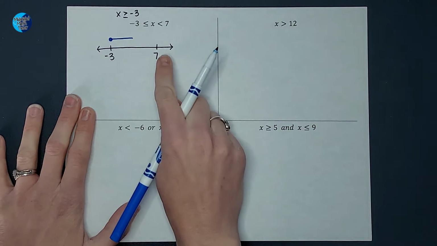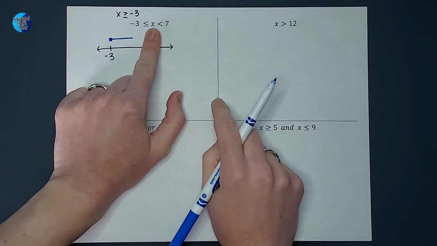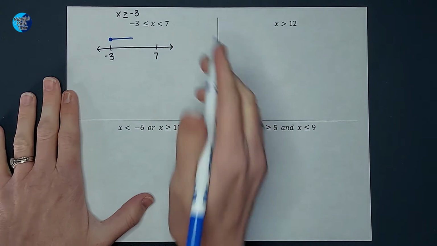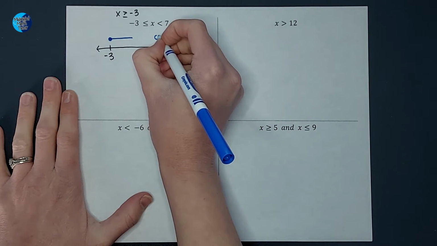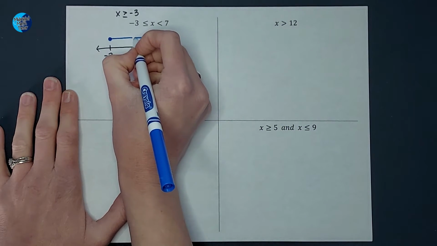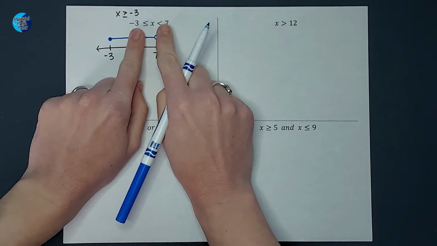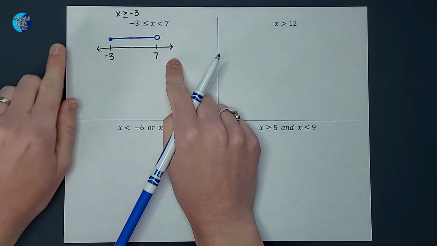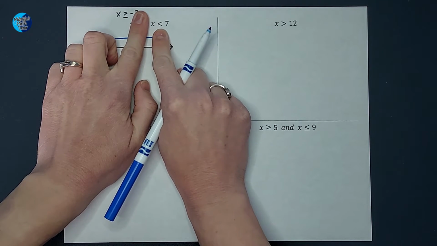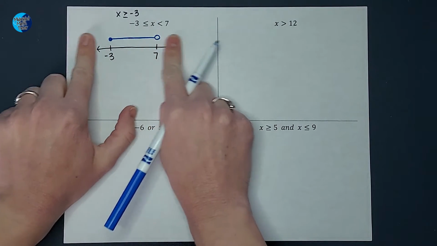But I'm not going to draw it all the way because I want to see how the 7 affects it as well. So x is also less than 7. There's no equal to here, so I'm going to use an open circle at 7. And it's less than, so it is going this way. All right, because this is an and inequality, it needs to be true for both of these. So even though -500 would work for this one, it wouldn't work for this one, right? So that's why I cut off my graph.